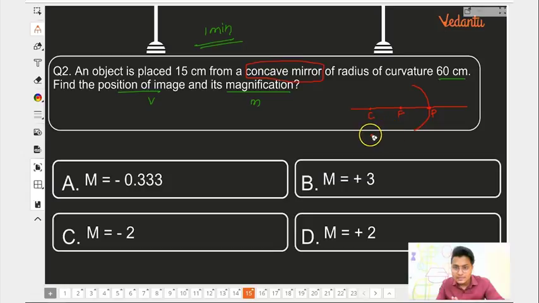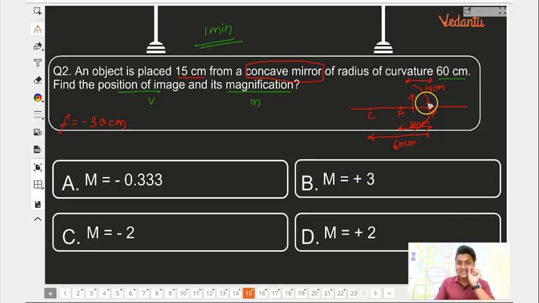Center of curvature is at 60 centimeter. Awesome. So that means radius of curvature ka adha, that is half, is focus. So your focus is at 30 centimeter. Now I'll write down F is equal to minus 30 centimeter, all set. Now, an object is placed 15 centimeter from a concave mirror. Guess the part. What did they do here? They have kept the object 15 centimeter away from the mirror. That means the object is here somewhere, 15 centimeter. So your object is in front of the pole and between F and P.